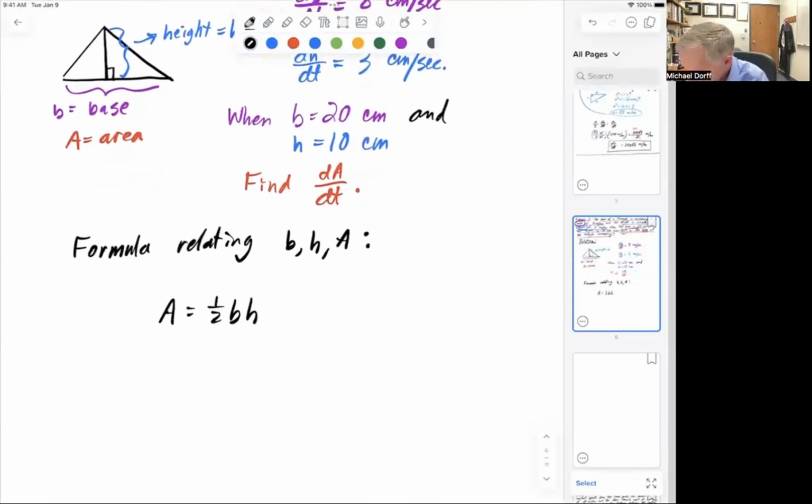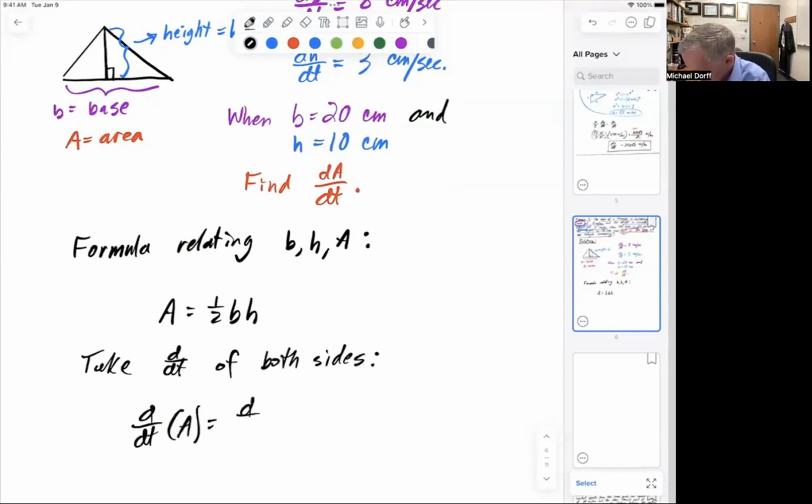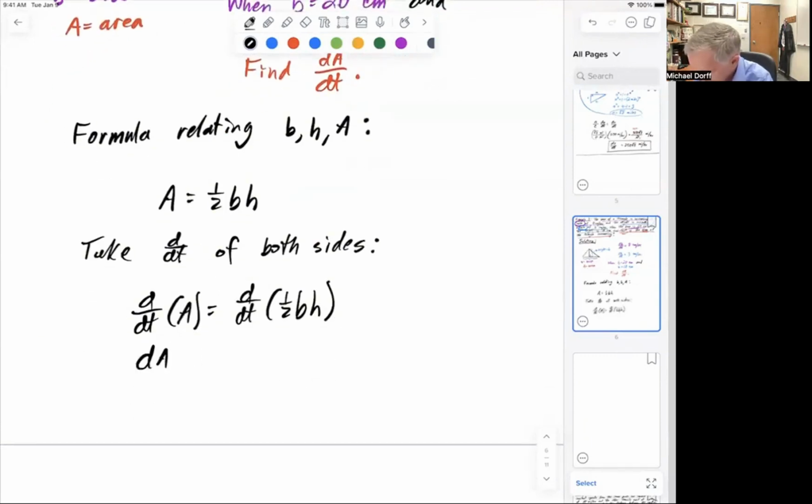All right, so I'm going to take derivatives here. I'm going to do black here. I'm going to take d/dt of both sides. So I'm going to have d/dt of A on the left and d/dt of 1/2 base times height. On the left, I've got dA/dt. That's pretty straightforward. What do I notice about the right? Well, I don't have just one variable. I have two variables here, right? I've got B and H. There are two variables.